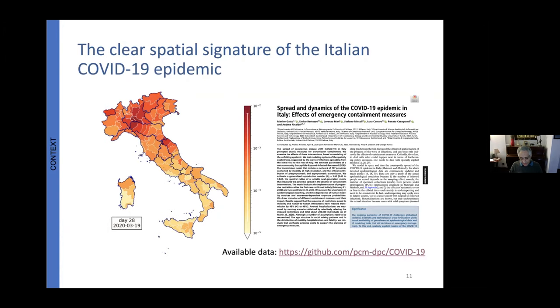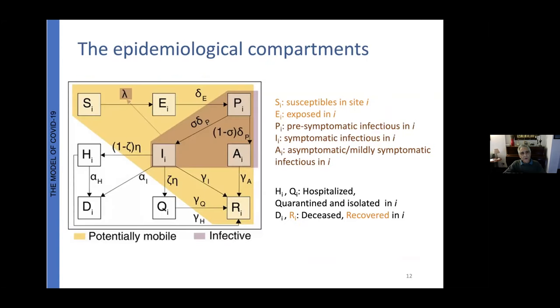And that actually was then materialized in this paper, which appeared at the end of April, in the prestigious Proceedings of the National Academy of Sciences, and that I'm going to illustrate to you. Now, first of all, the epidemiological compartments. The subscript i indicates the nodes of the network that we are going to consider.